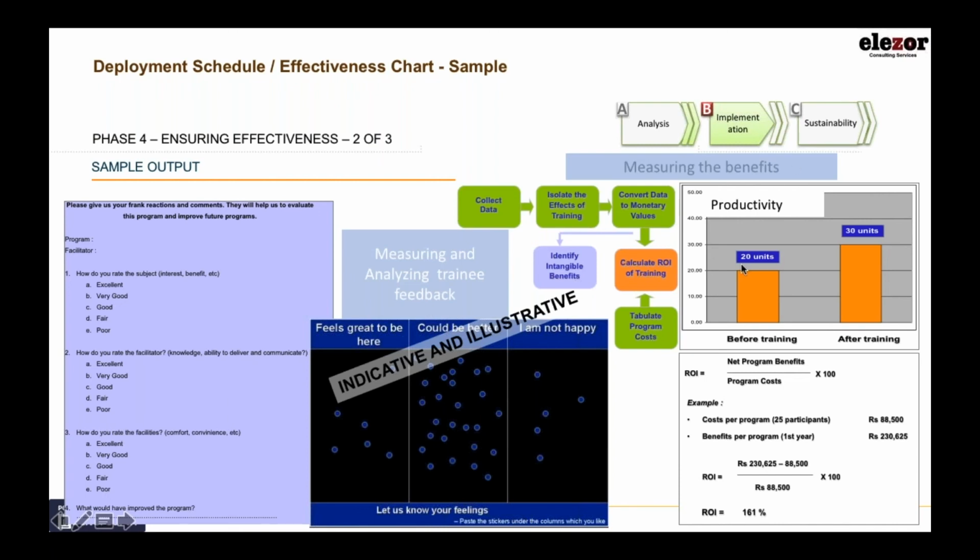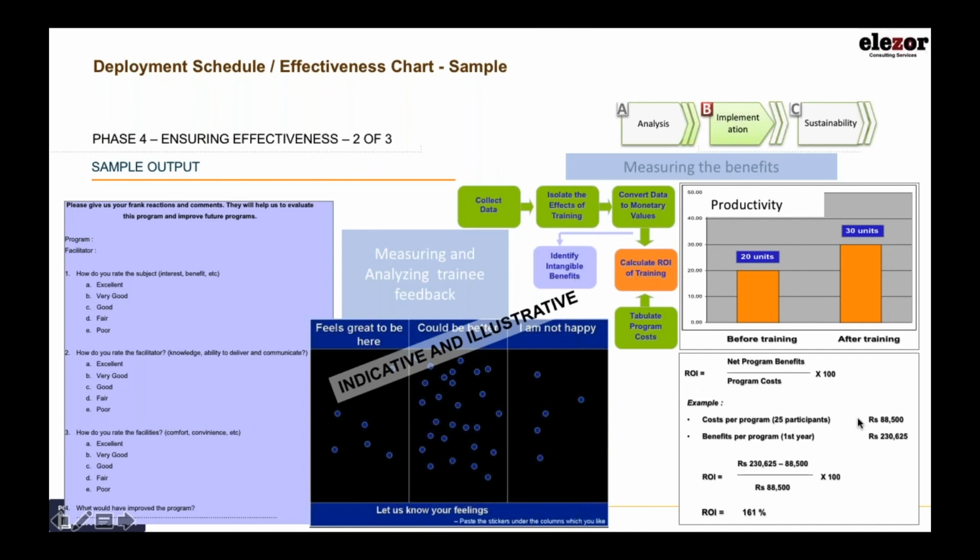Measuring the benefits: for example, what was the productivity level before training and what was it after training. You can get this from operations, from the business directly, and that will give you an idea whether there has been some improvement in productivity after the training or not. And then there is the Jack Phillips formula of ROI, which is net program benefits divided by the program cost, multiplied by 100, which gives the value of your ROI.